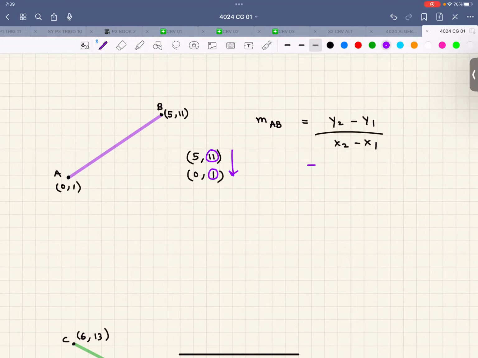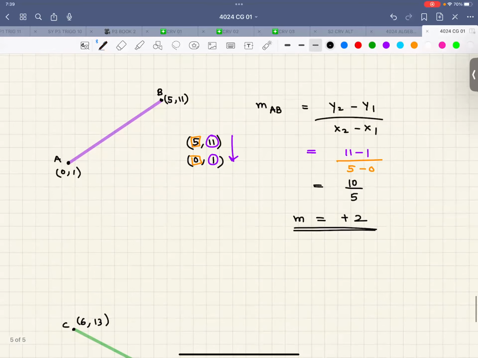11 minus 1. That goes like this. And then we have 5 and 0. Again, we are going like this. What is 11 minus 1? That is 10. 5 minus 0 is 5. This is a positive value, which is 2. So the gradient of this line is 2.